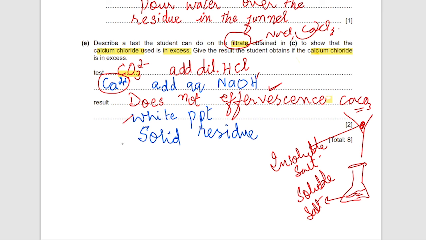If white precipitates are present, then we will say solid residues are there. These are basically white precipitates of solid residue. White precipitates of calcium hydroxide will be formed when calcium ion reacts with sodium hydroxide in its aqueous solution.